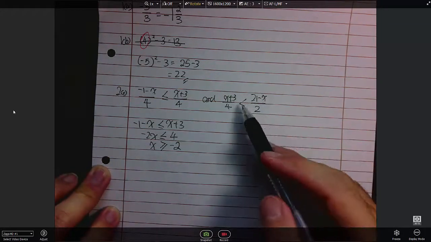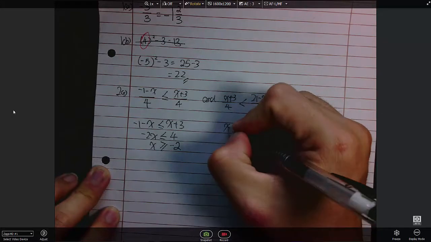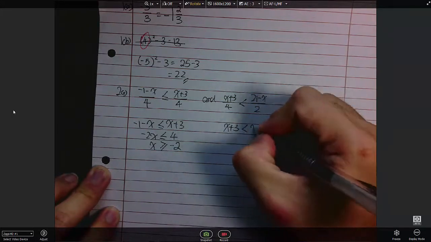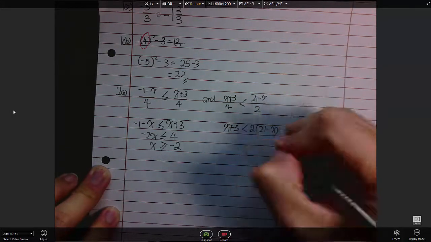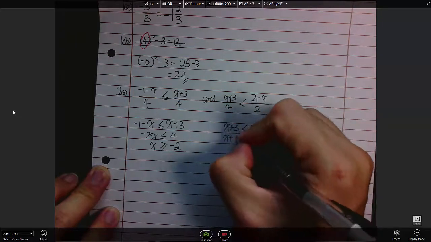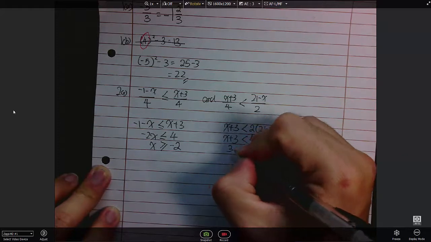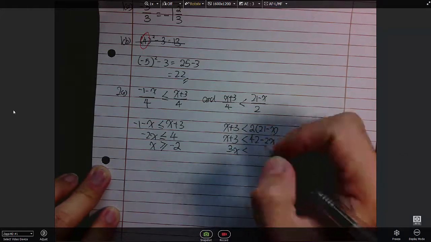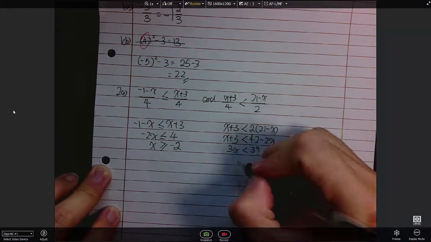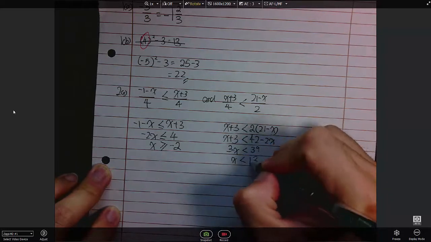Similarly here, I multiply both sides by 4. I get x plus 3 is less than 2 times 21 minus x. So what I get is x plus 3 is less than 42 minus 2x. 3x is less than 39. x is less than 13.